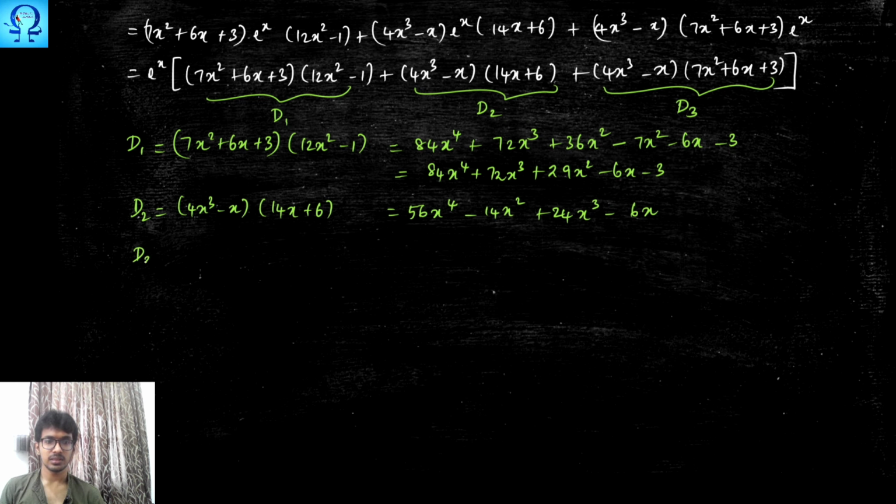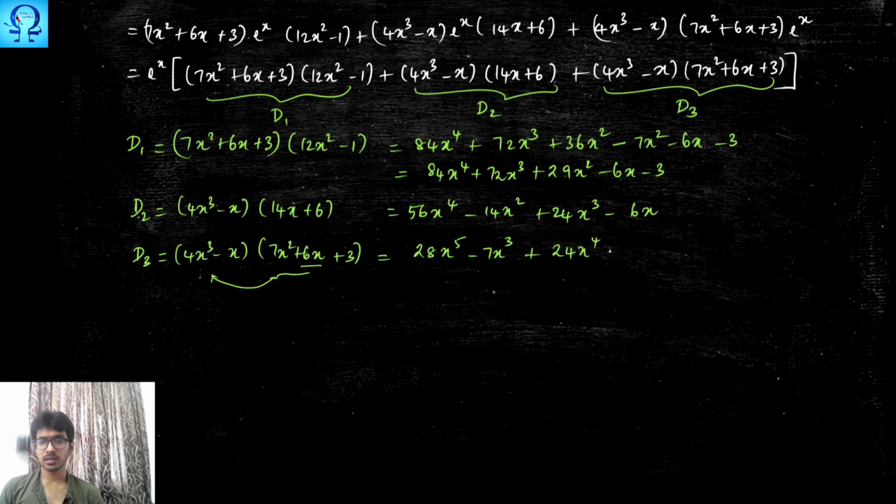Now we have D3, that is 4x cube minus x times of 7x square plus 6x plus 3. When we multiply 7x squared with these terms, 7 fours are 28, so 28x power 5, and minus 7x cube. Okay, when we do with 6x, what are we going to get? 6 fours are 24x power 4, and minus 6x squared.